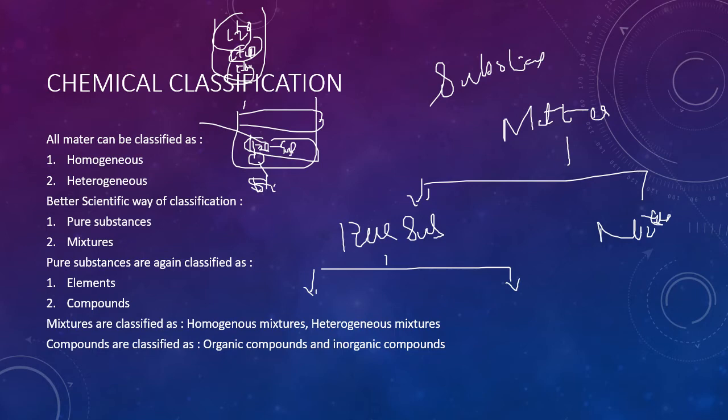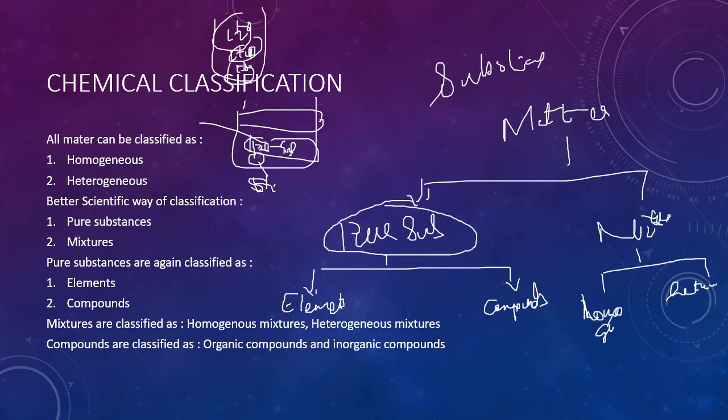Pure substances are further divided into elements and compounds. We will be discussing elements and compounds later. Similarly, mixtures are also divided into heterogeneous mixtures and homogeneous mixtures. So pure substances, as you know, have only one phase.